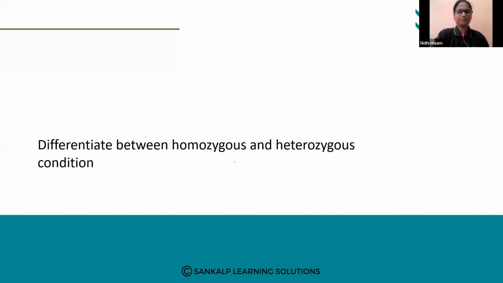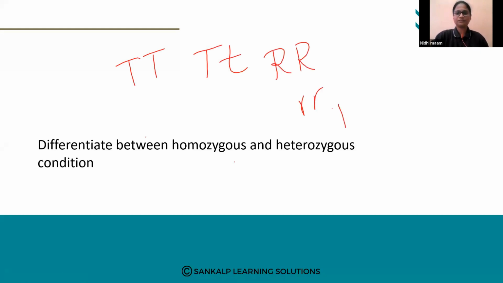Let me ask you something. I have written certain genotypes here. I have written T and T, whether this is homozygous or heterozygous. Good. Deepak answered: homo means the same alleles, hetero means different alleles. Very good.